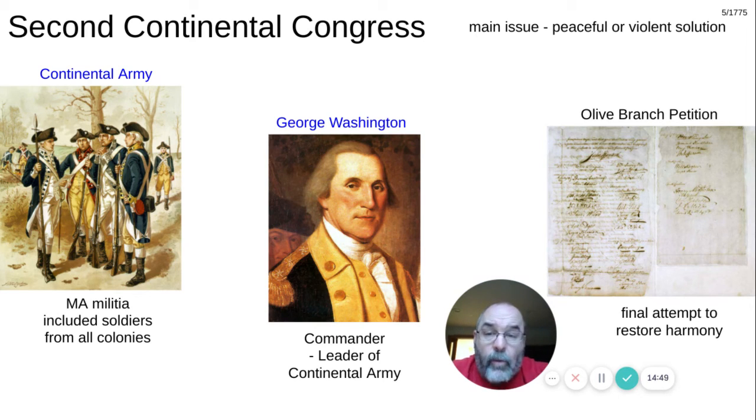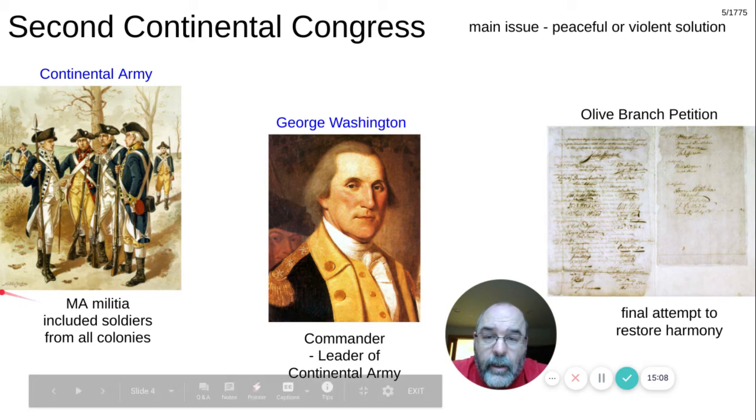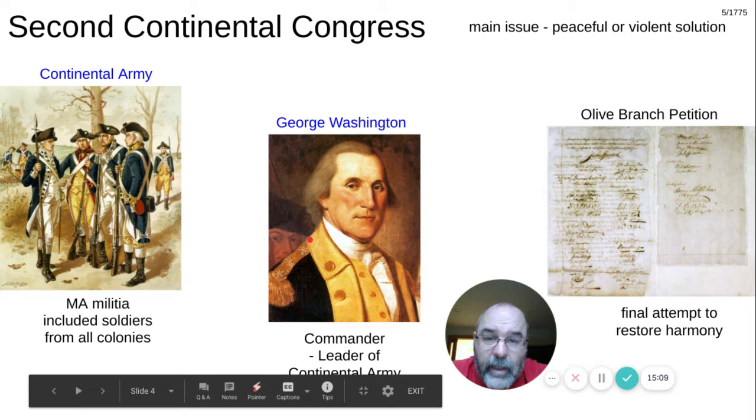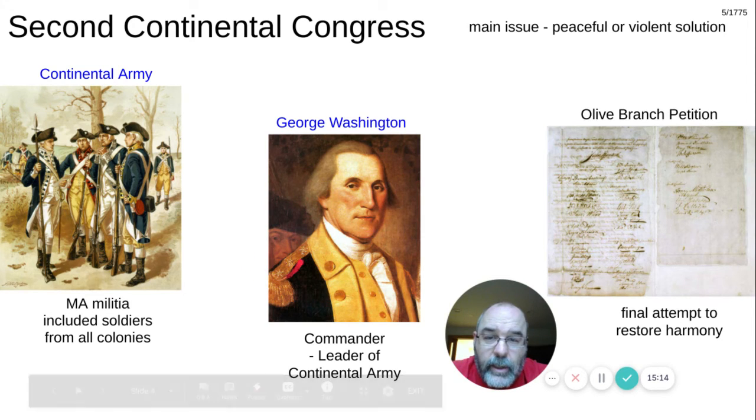They make the Continental Army, which is made up of the Massachusetts militia. So all those farmers that came out for Lexington and Concord, it's going to include them, but it also includes all other soldiers from the colonies that showed up that wanted to support the colonists' cause. And so you created the Continental Army. And to put in charge of the Continental Army is George Washington. George Washington's from Virginia. He's well respected.